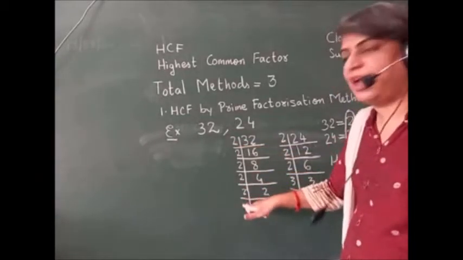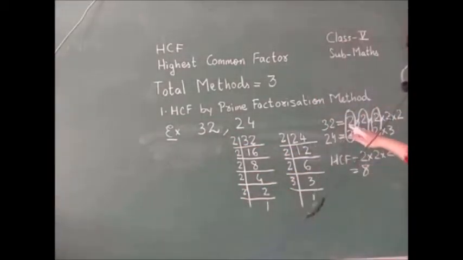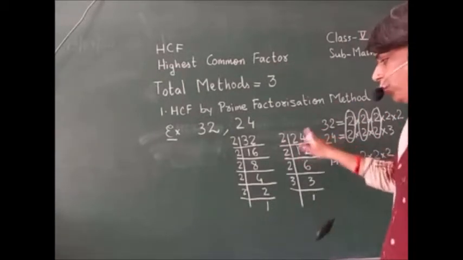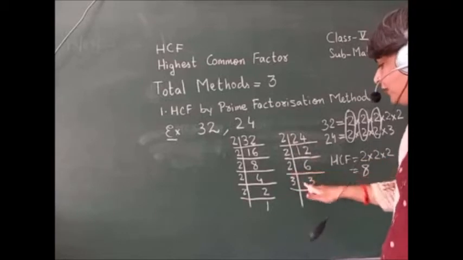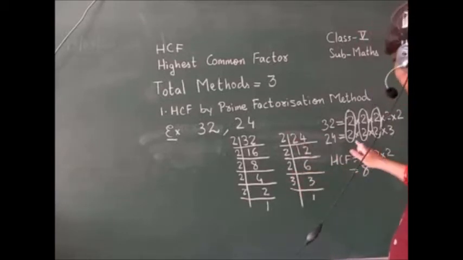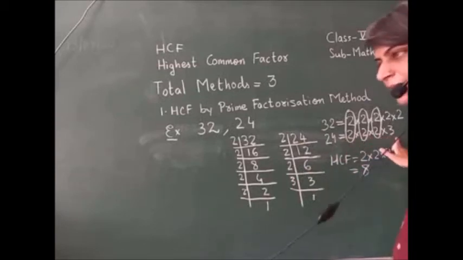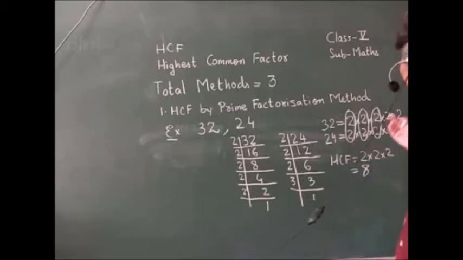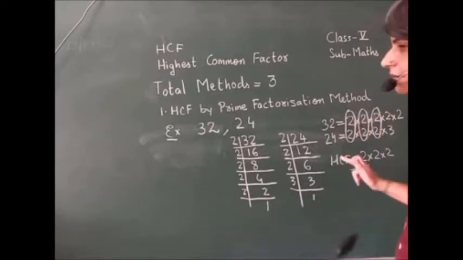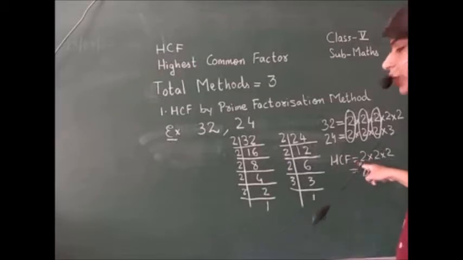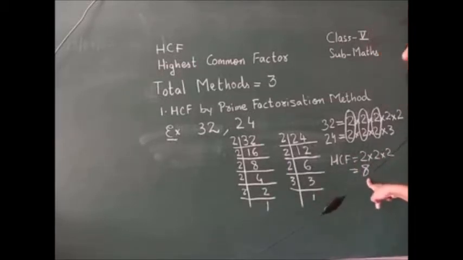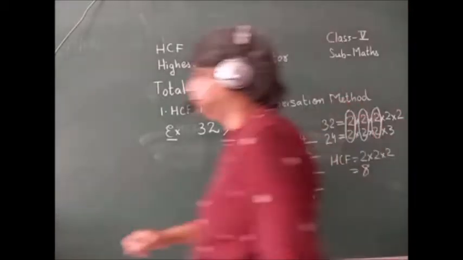So how many times have we written it here? 5 times. So you write it 5 times. Here 24: 2 twelves are 24, 2 sixes are 12, 2 threes are 6, and 3 ones are 3. So write all these numbers: 2 into 2 into 2 multiply by 3. Now keep what is common here. Only 2 is common, which is written 3 times. So HCF is equal to 2 multiply by 2 multiply by 2. That becomes 8. One more example I am going to take.